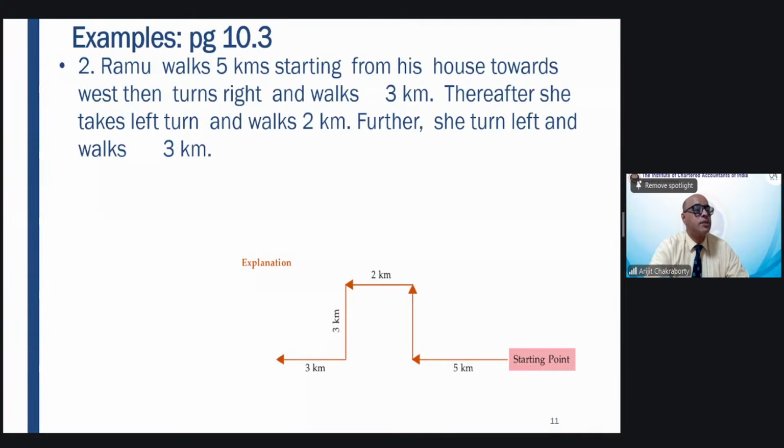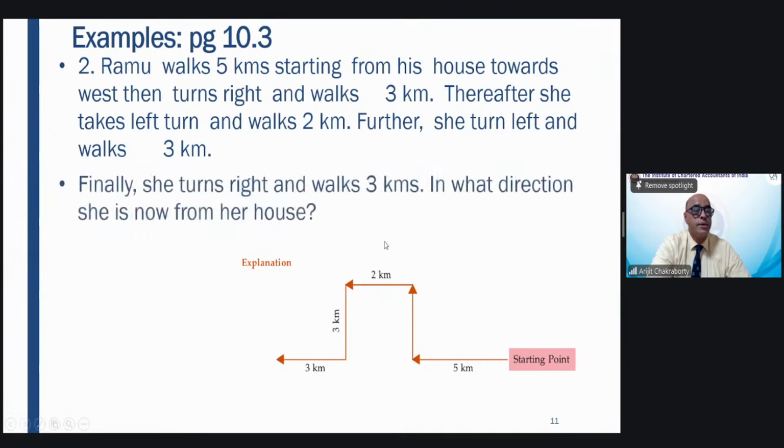Okay, so let's see this one. Ramu is walking towards the west and then turns right and walks 3 kilometers. Thereafter, she takes left turn and walks 2 kilometers. Further, she turns left and walks 3 kilometers. Question is, she turns right and walks. In what direction is she now from her house? So let us see the options given.